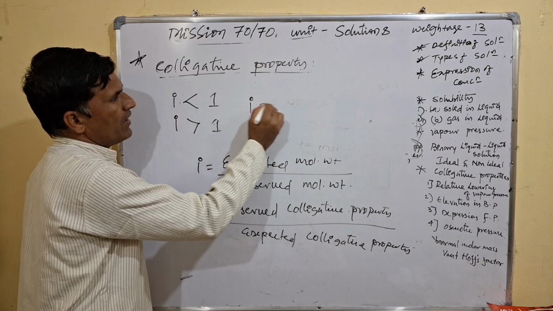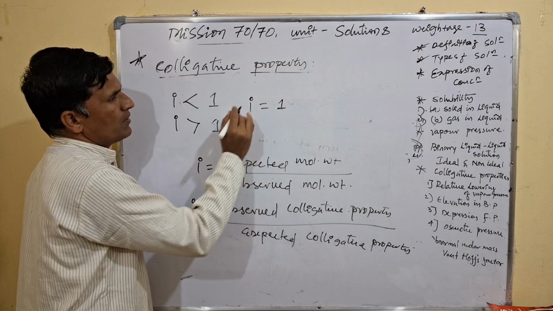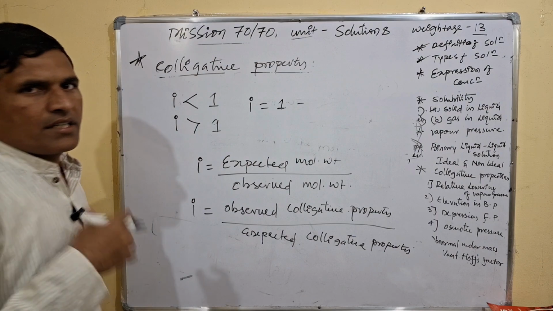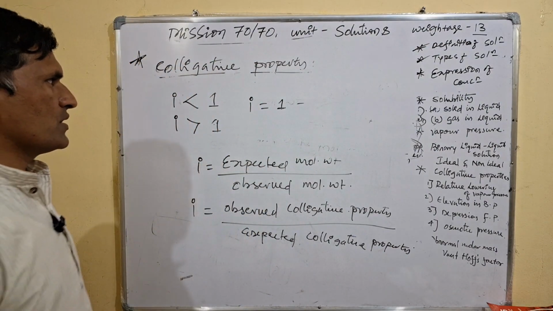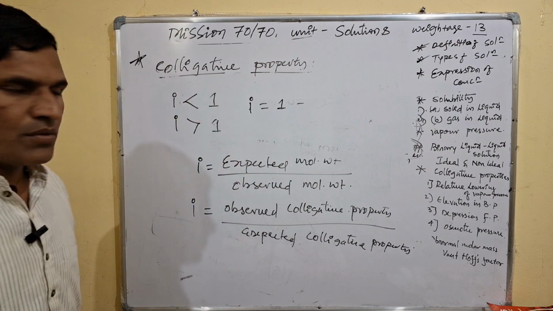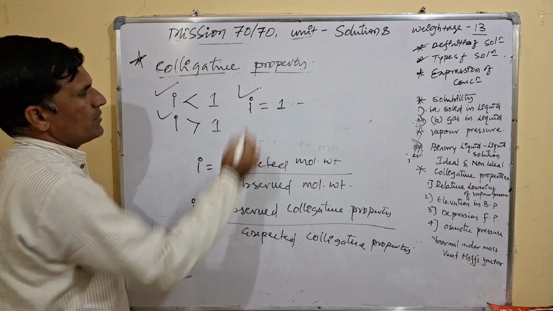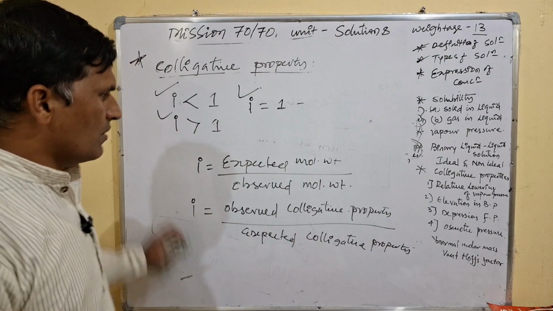If the i value is equal to 1, what does it mean? The molecular weight determined will be the correct molecular weight, corresponding to the actual molecular weight possessed by the solute molecule. So these are 3 points you have to remember, because they will ask a question on this for 1 mark. You should remember this.